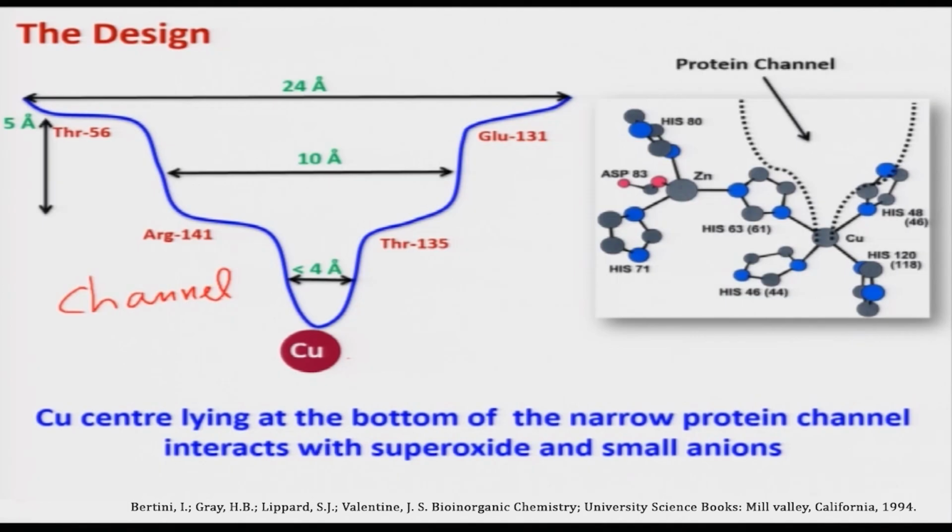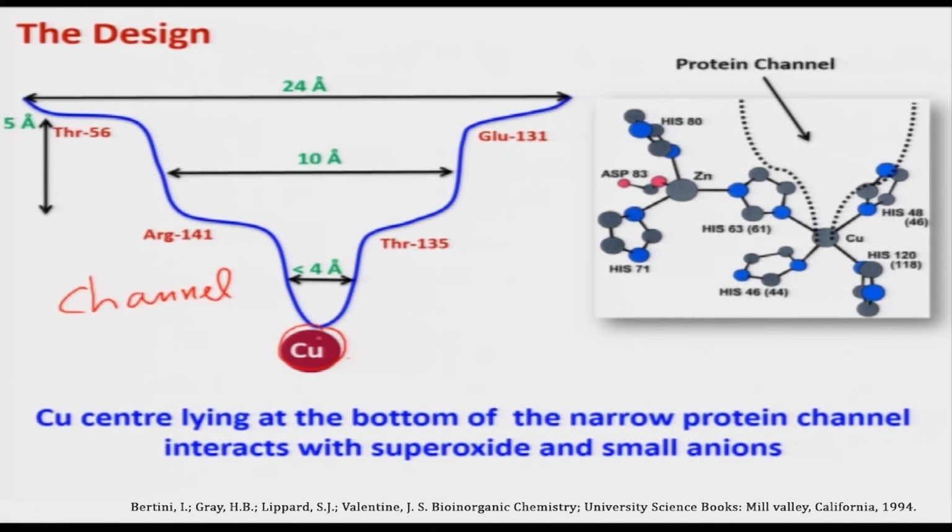From the X-ray structure, it has been shown that the copper ion lies at the bottom of a narrow channel that is large enough to admit only water or some small anions or similar small ligands. In the lining of the channel, there are positively charged arginine residues, which give a direction to the superoxide to reach the copper center.